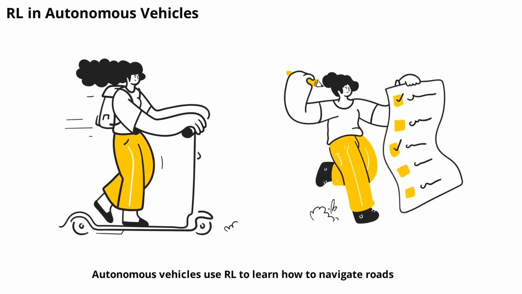Autonomous vehicles use RL to learn how to navigate roads, avoid obstacles, and make driving decisions. By interacting with simulated or real environments, vehicles can improve their driving policies over time. RL helps autonomous vehicles adapt to new situations, handle uncertainty, and operate safely in complex traffic scenarios.